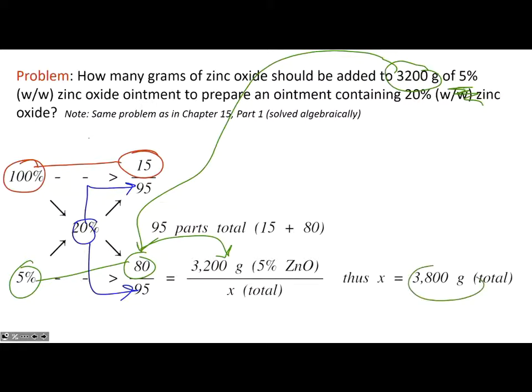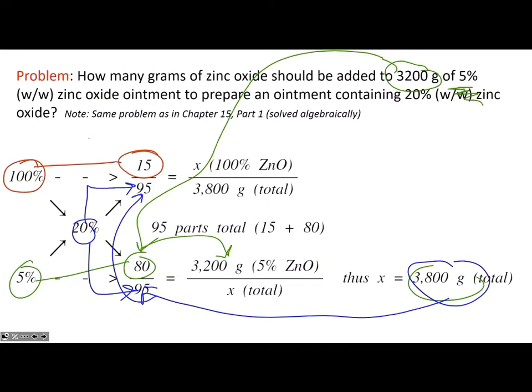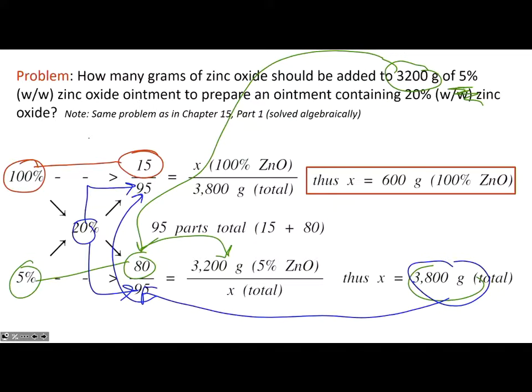This 3,800 grams now represents the total of the 95, which is the same as that 95 up there. So let's set up another proportion that says some unknown X amount of the 100% powder over a total weight of 3,800 grams. Now when I solve, my X represents the weight of the pure powder, the weight of the zinc oxide powder, the numerator, the 15 parts. When I solve for that X, I get 600 grams.